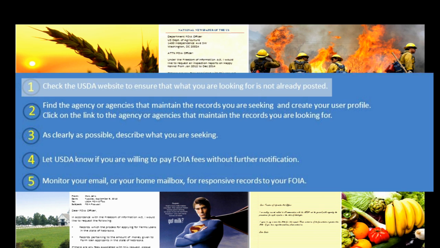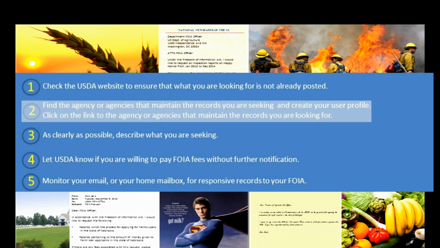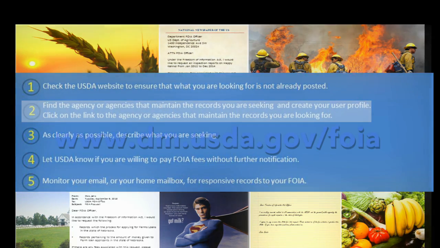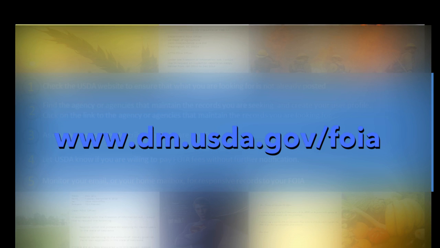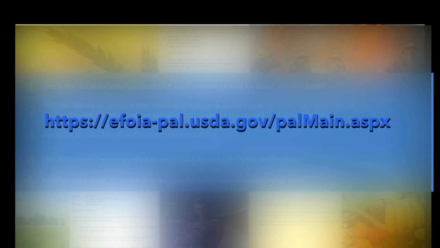To recap, here are our recommendations for getting your requested information quickly and as efficiently as possible. First, check the USDA website to ensure that what you're looking for is not already posted. Second, find the agency or agencies that maintain the records you are seeking at www.dm.usda.gov/FOIA/. Log on to PAL and create your user profile. Click on the link to the agency or agencies that maintain the records you're looking for.